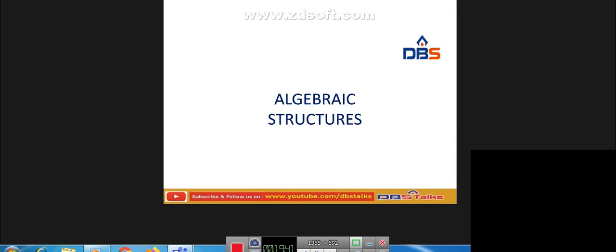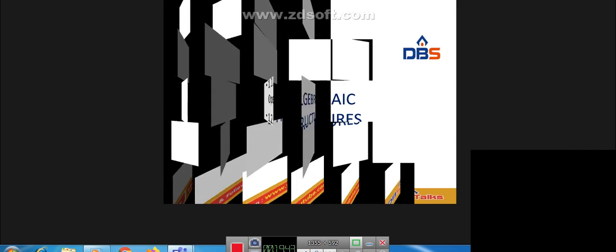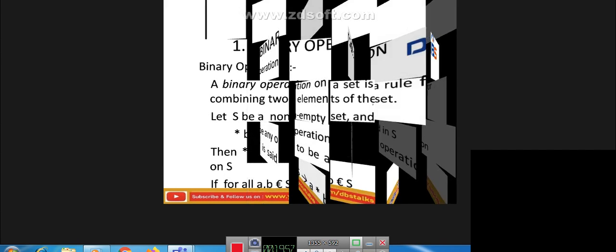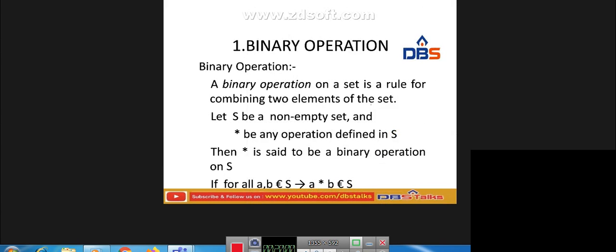Next, algebraic structure. These are the introduction: binary operations, definition of groups, examples of groups, and subgroups. So, binary operations. A binary operation on a set is a rule for combining two elements of the set, that is called a binary operation.